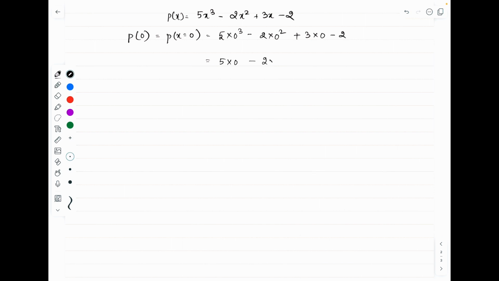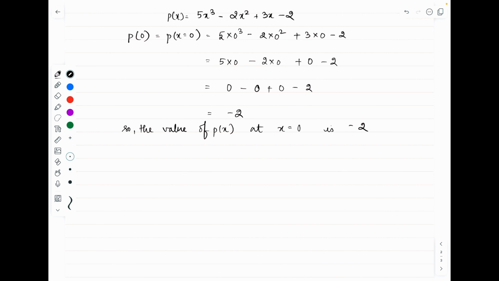0 cube is 0, so 5 into 0 is 0, minus 2 into 0 square is 0, plus 3 into 0 is 0, minus 2. So 0 minus 0 plus 0 minus 2. The answer is minus 2. So the value of P of x at x equals 0 is minus 2. Understood?